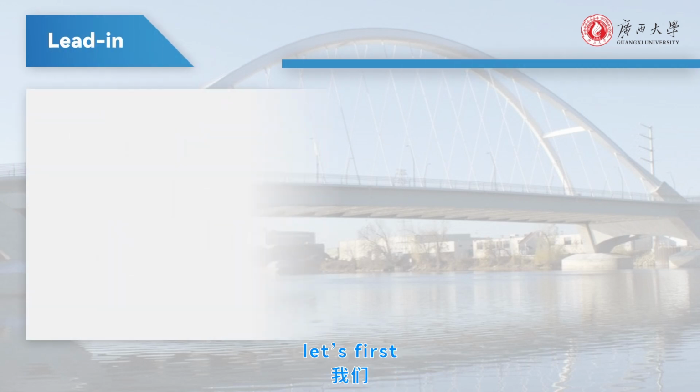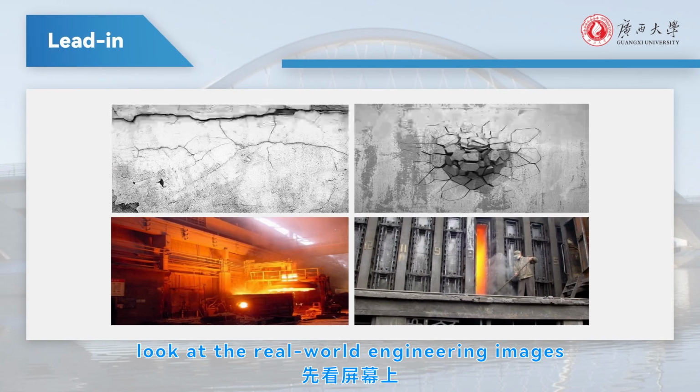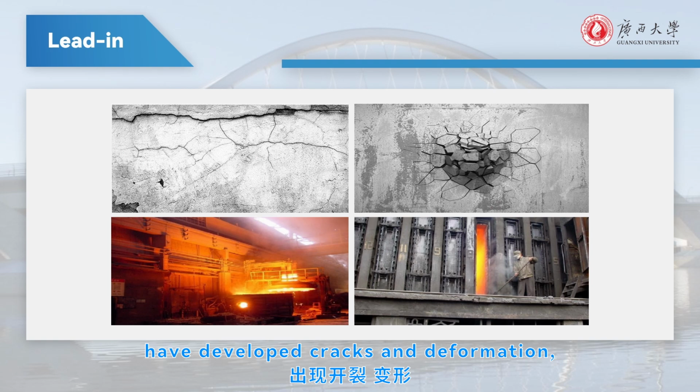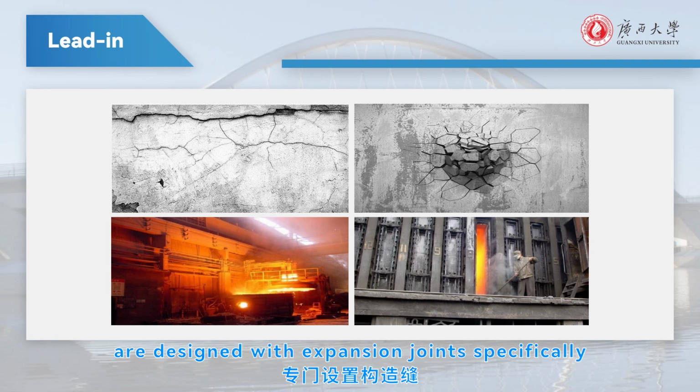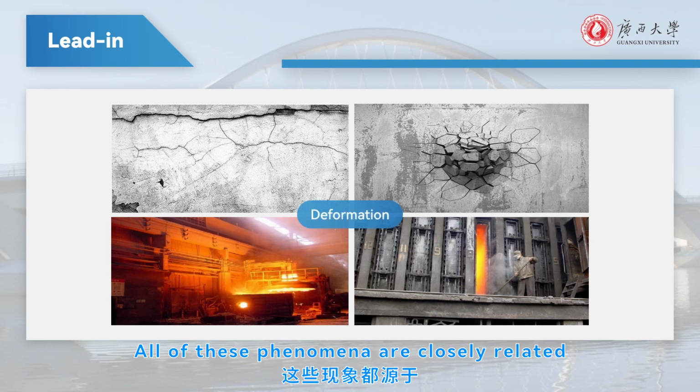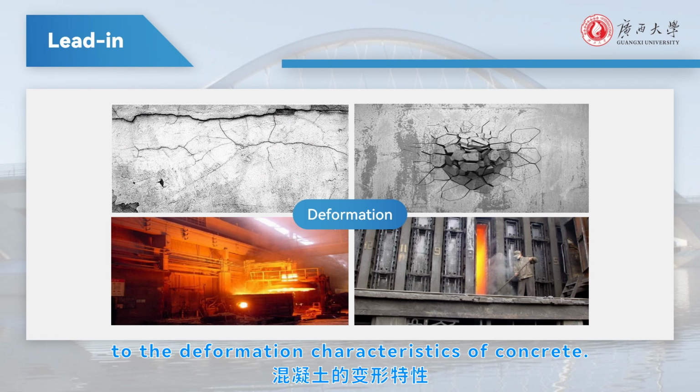Before we begin, let's first look at the real-world engineering images on the screen. As you can see, some concrete structures have developed cracks and deformation, while some buildings are designed with expansion joints specifically to accommodate movement and deformation. All of these phenomena are closely related to the deformation characteristics of concrete.